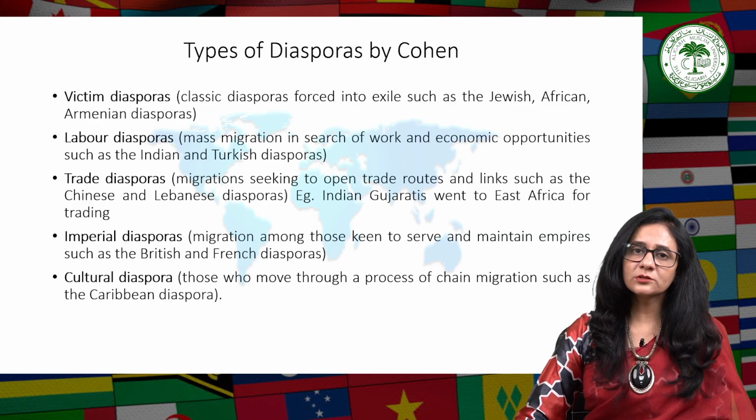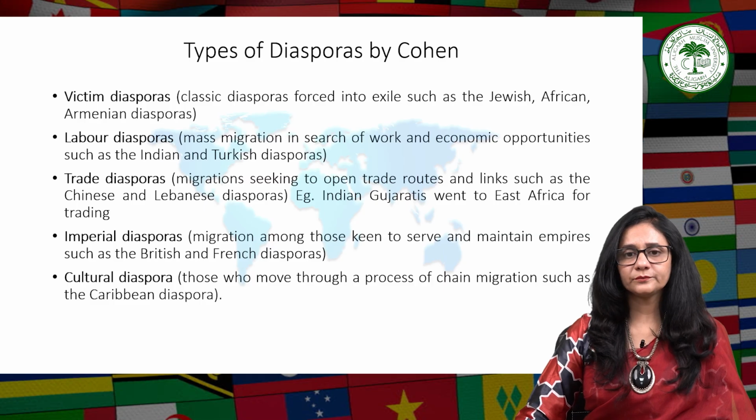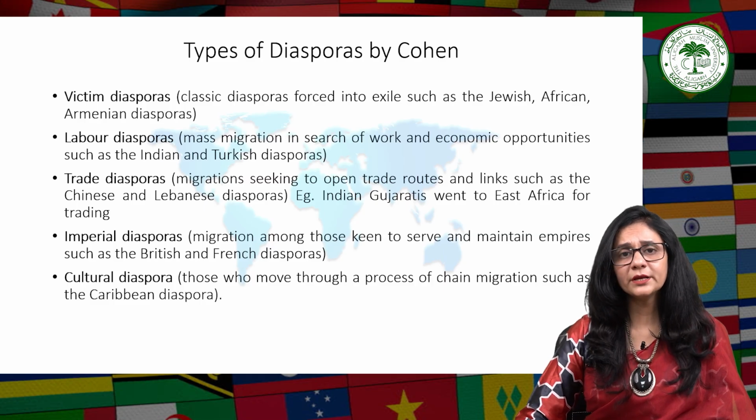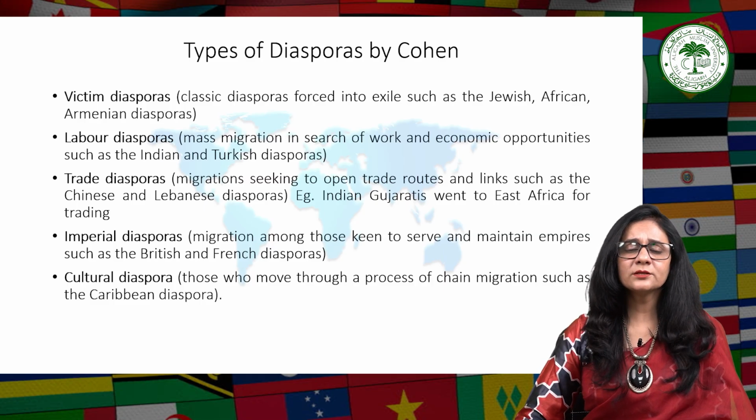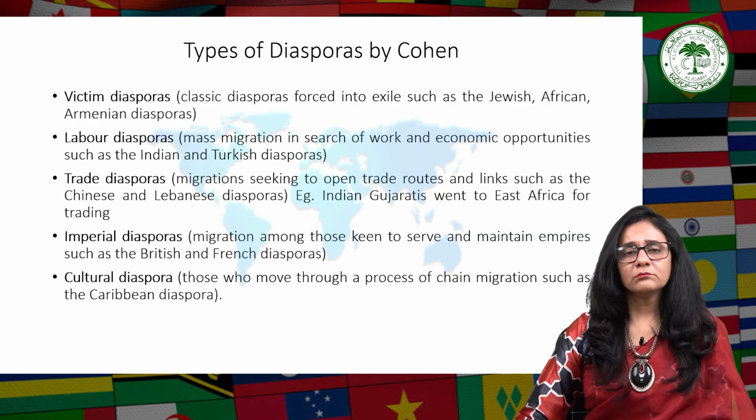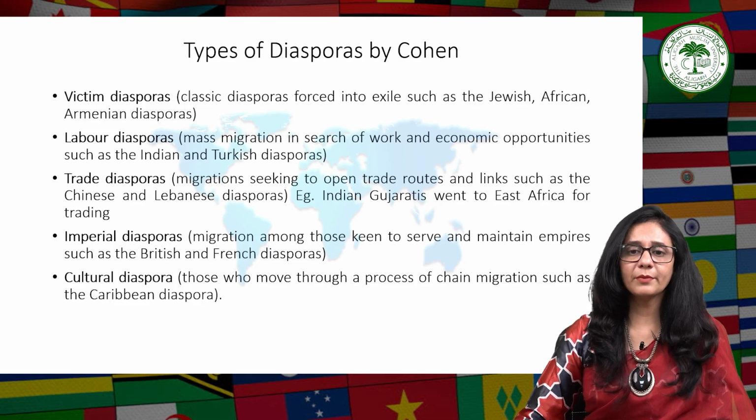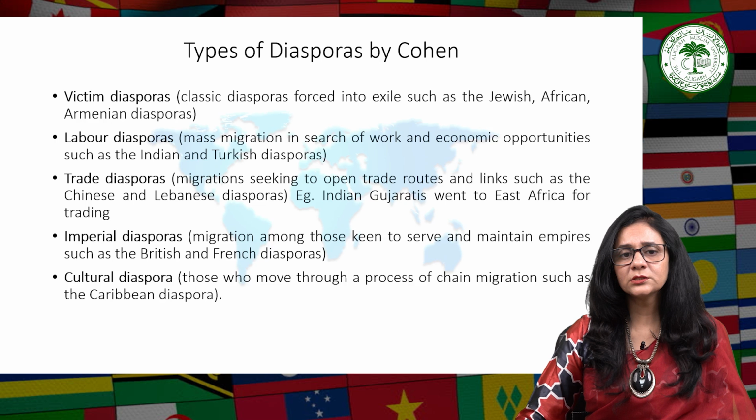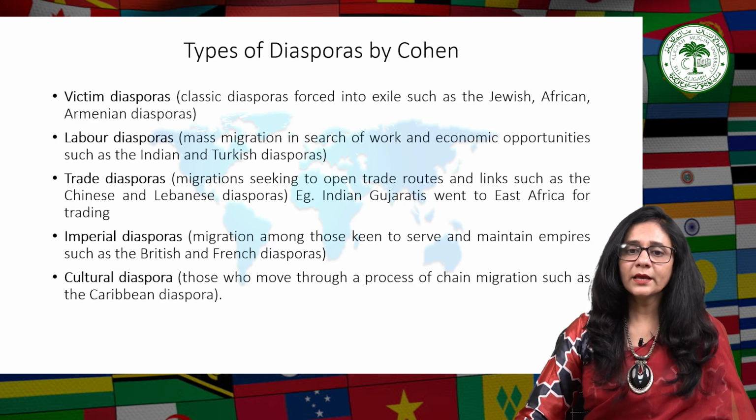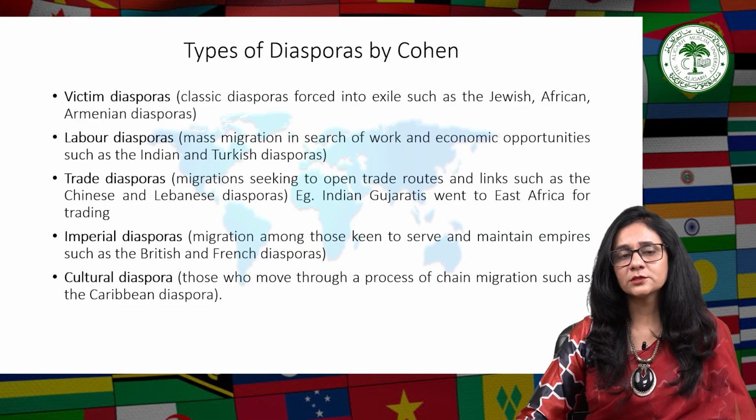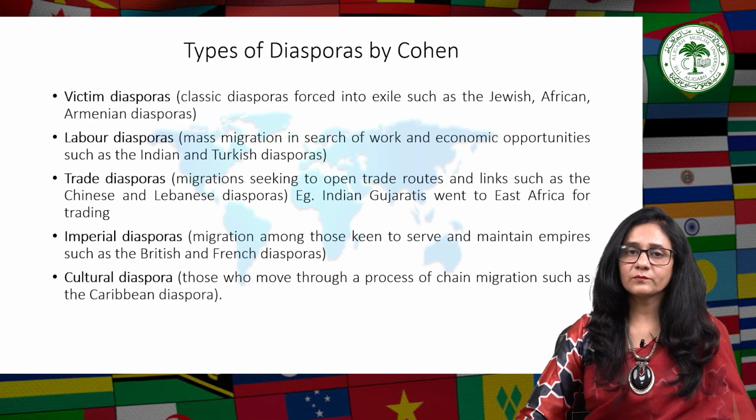Now the next one is called imperial diaspora. Cohen has talked about imperial diaspora also. He said that when migration happens because of some reasons like maintaining the empire or increasing the empire, such migration is called imperial diaspora. Like British diaspora and French diaspora, when the British went to different countries to make their colonies, that was also a sort of diaspora. It was imperial diaspora.